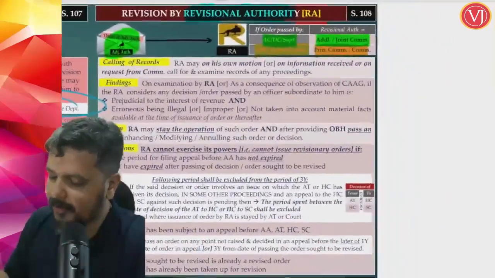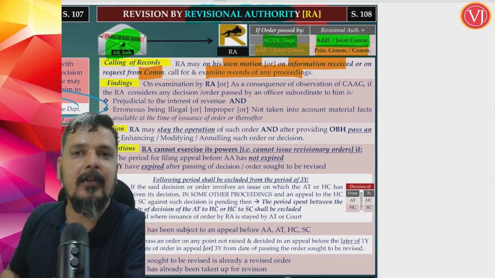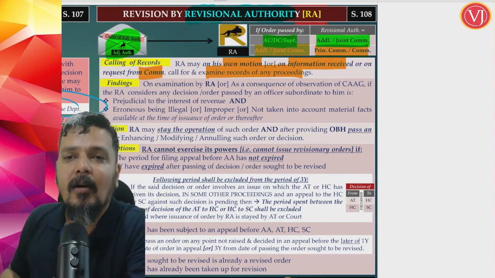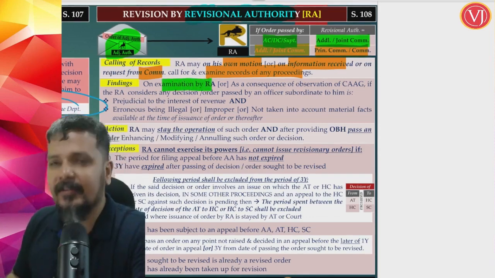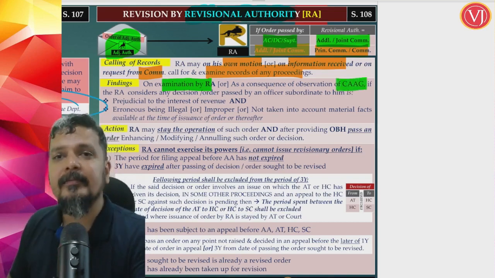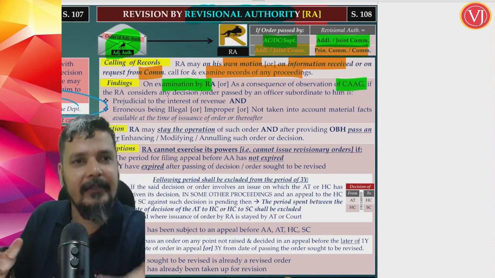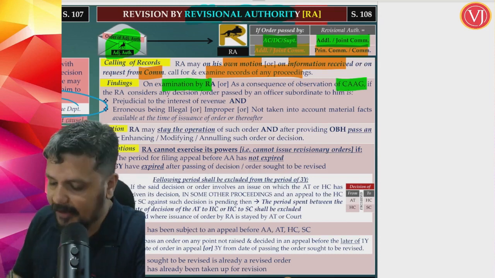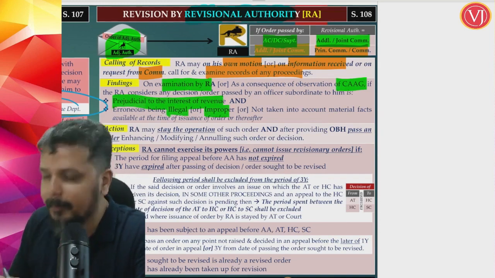Now, how will this revision authority's work start? The revision authority, suo moto, or on information received from the commissioner, will call for and examine the records, which means it will call for the orders of the officer and see the quality of the orders. At times the revision authority will take up the matter not because it has examined the orders itself. The orders were examined by the Comptroller and Auditor General of India, and either the revision authority directly or CAG found that the orders were against the interest of the revenue, plus they were illegal or improper.